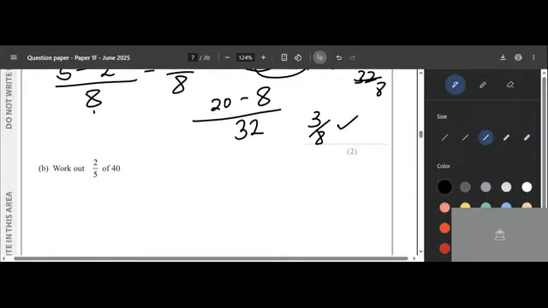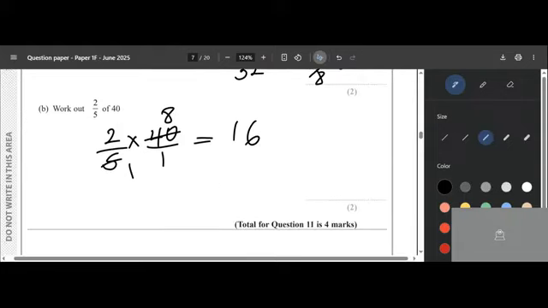Work out of means you multiply 2 over 5 times 40, which is the same as 40 over 1. 5 goes into 40 eight times, so 8 times 2 is 16. Therefore, the answer there should give me 16.